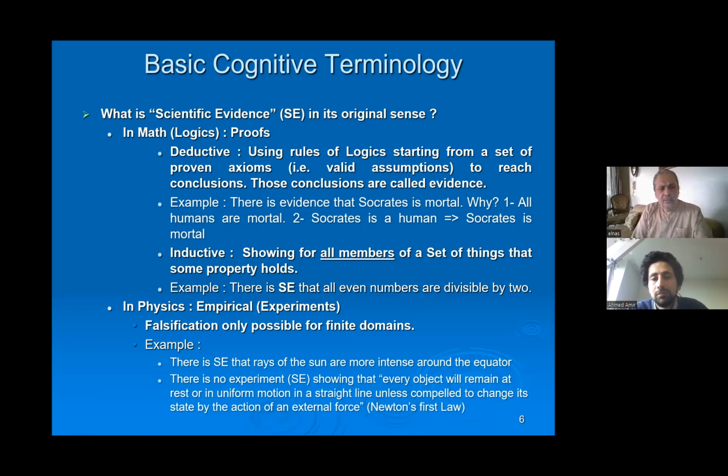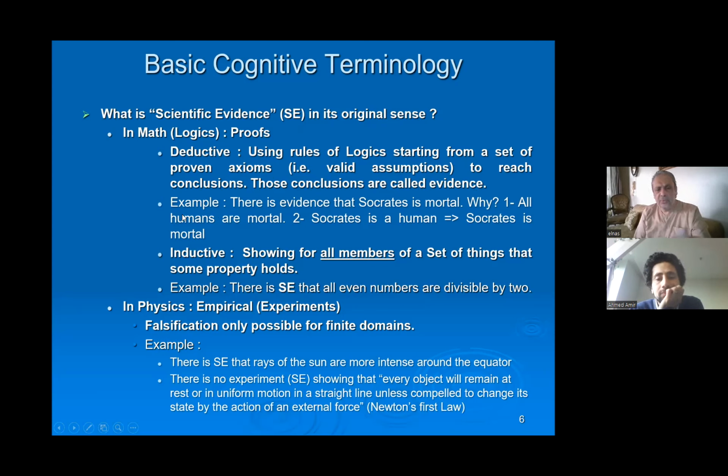So in math and in logic, proofs are considered to be scientific evidence. When I say mathematical scientific evidence, then I actually mean proofs, that I have mathematical proofs. And those proofs are either deductive or inductive. Deductive means using rules of logic, starting from a set of proven axioms and valid assumptions to form conclusions. So those conclusions are called evidence.